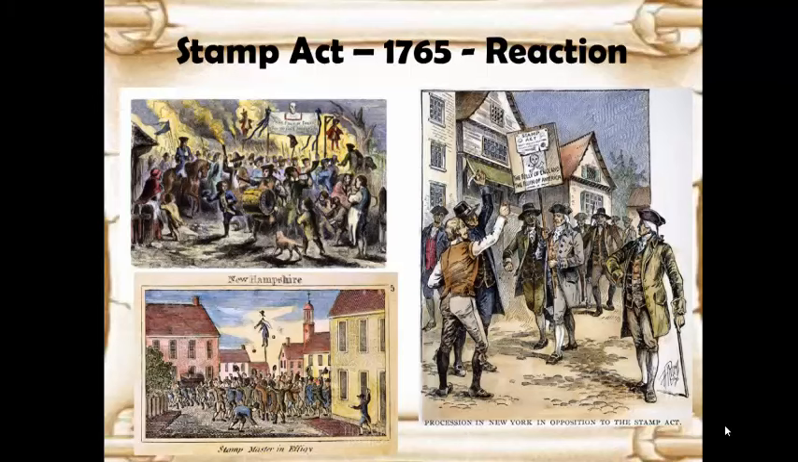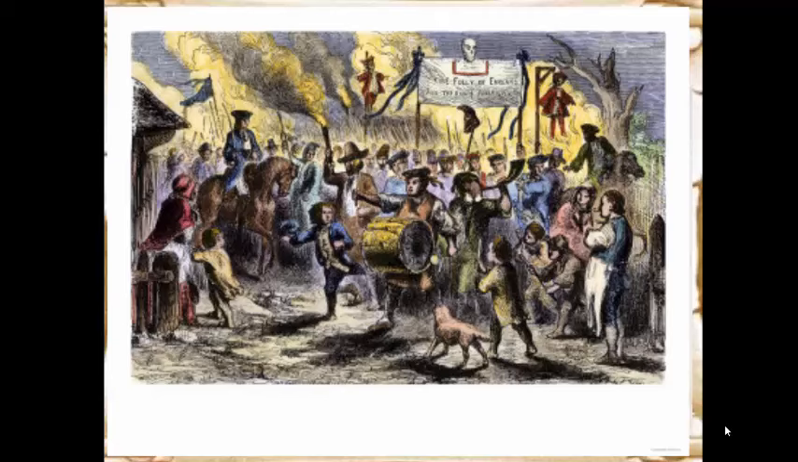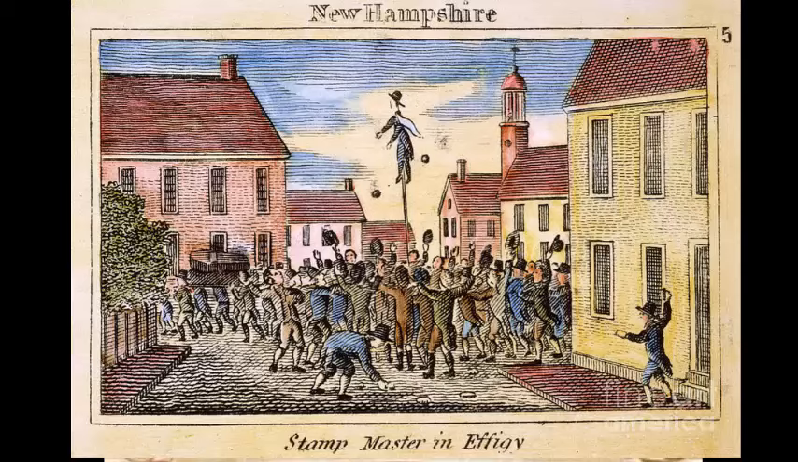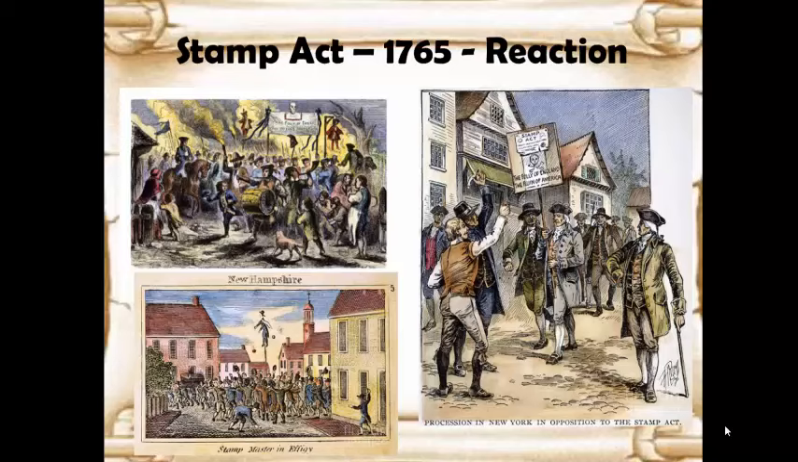Now, the reaction to the Stamp Act was very telling. Again, the colonists were British, and most of them were proud to be British. But this was kind of like when kids start growing up and they rebel against their parents. These are protests with people carrying signs and burning tax collectors in effigy. The colonists were letting the British know, hey, don't mess with us.